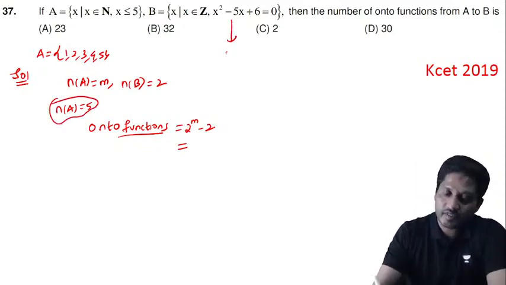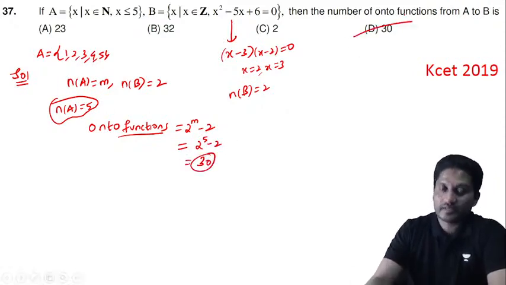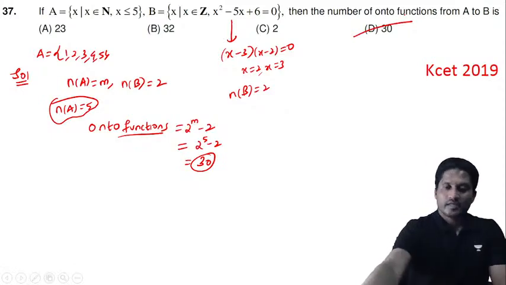And set B, if I split this, you get x minus 3 into x minus 2 is equal to 0. You will get x is equal to 2 and x is equal to 3. Set B contains 2 elements, n of B is equal to 2. Then this is 2 power m minus 2, that is 2 to the power of 5 minus 2. 32 minus 2 is 30. Answer is option D. Alright, let's move to the next question.